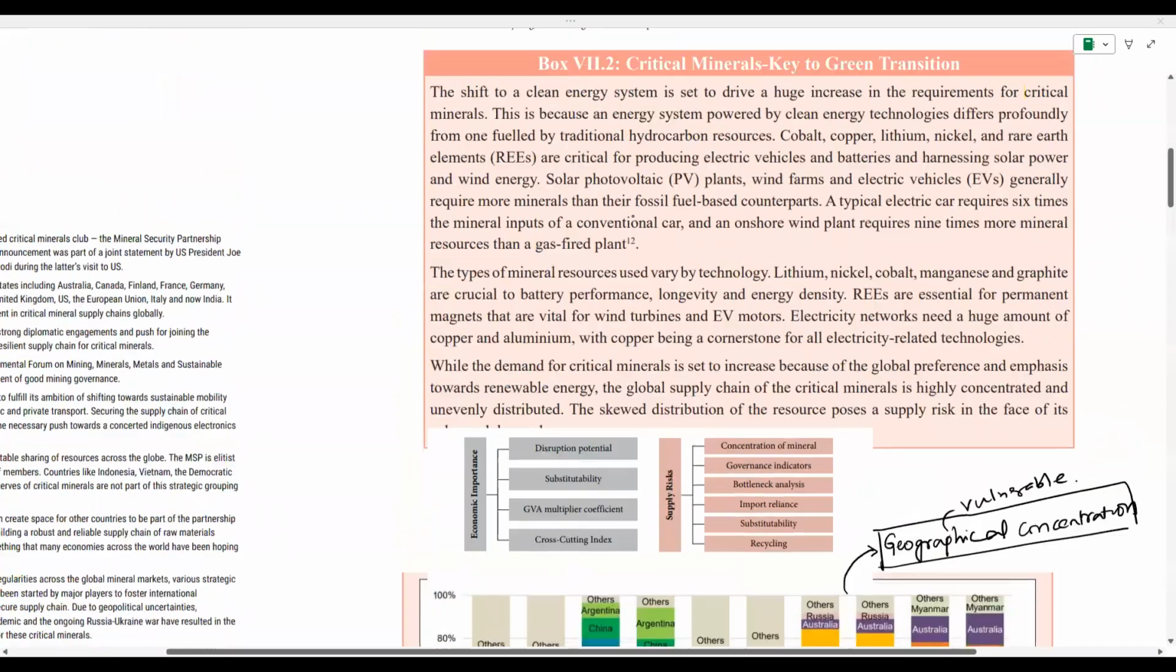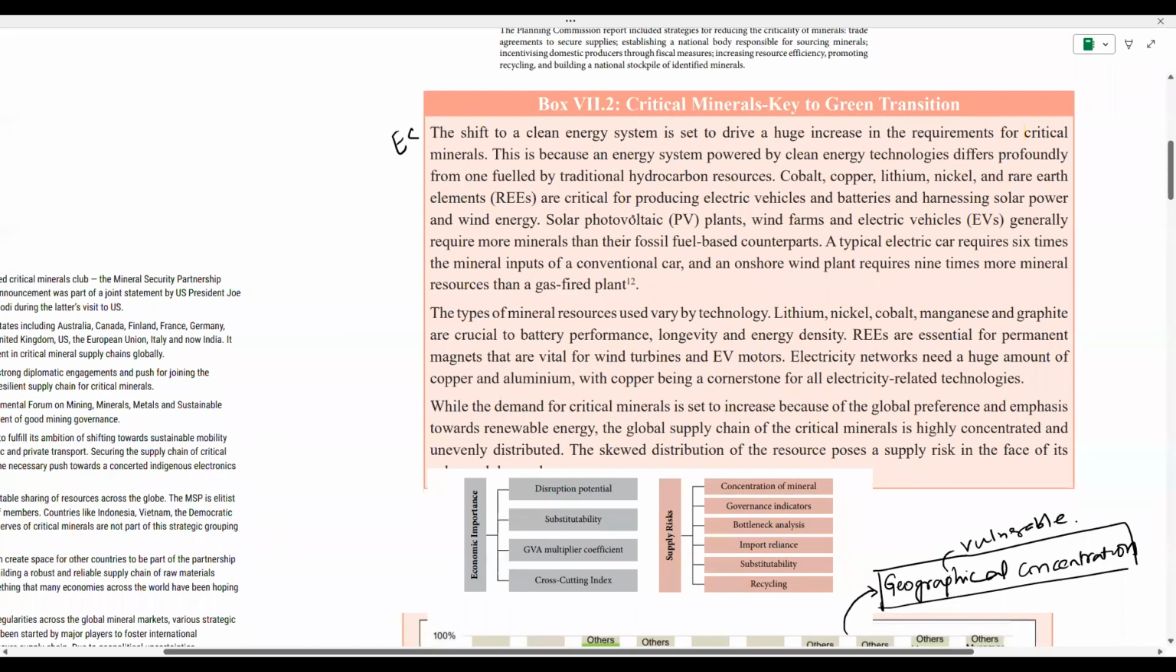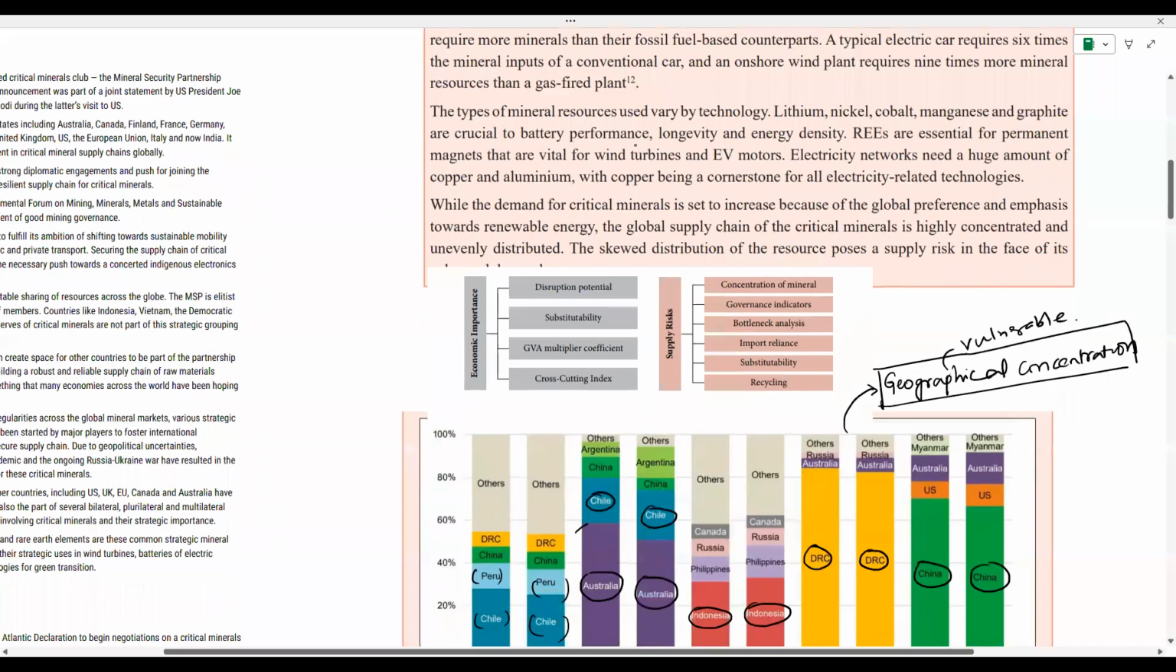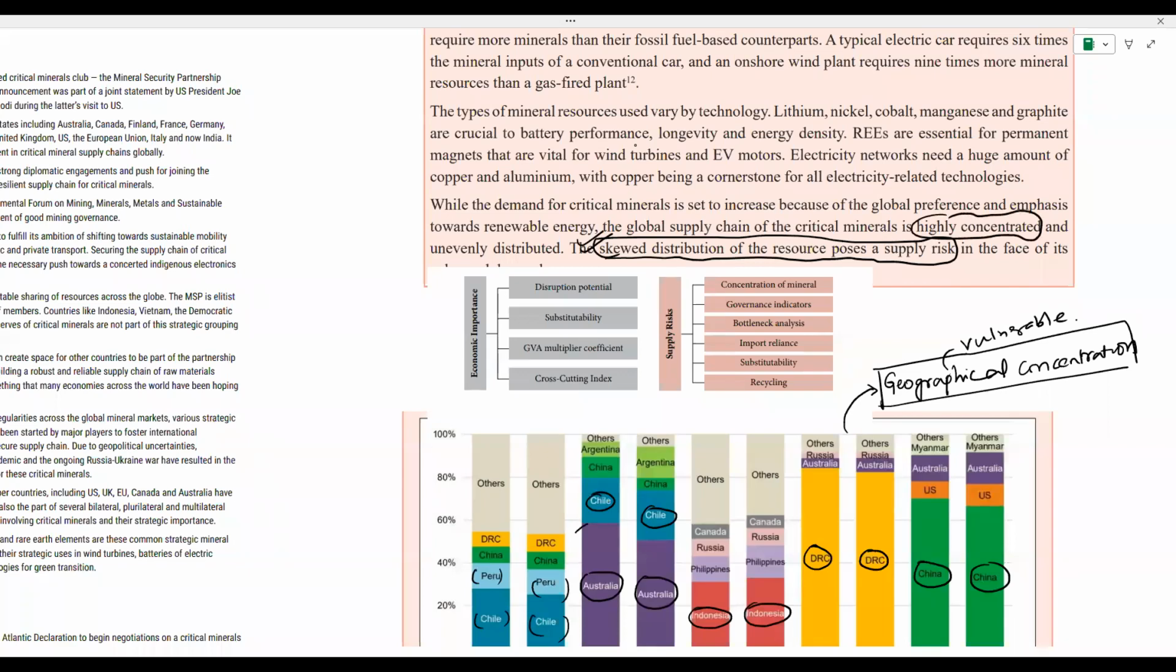So you see the Economic Survey. Let us see what Economic Survey 23 says. Skewed distribution of resources poses a supply risk. Keyword: skewed distribution, geographical concentration, uneven distribution. Let me just write it down. Okay, geographical concentration.